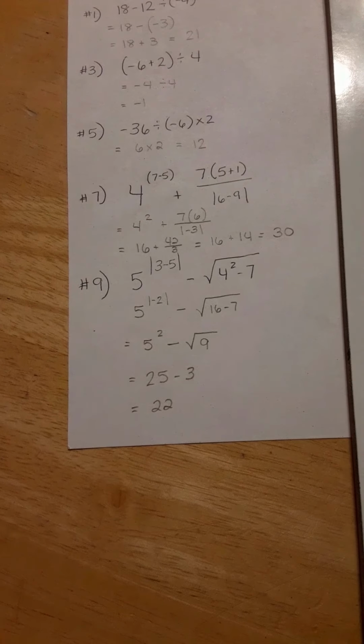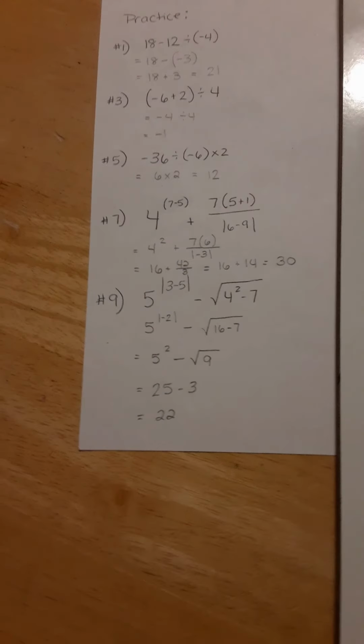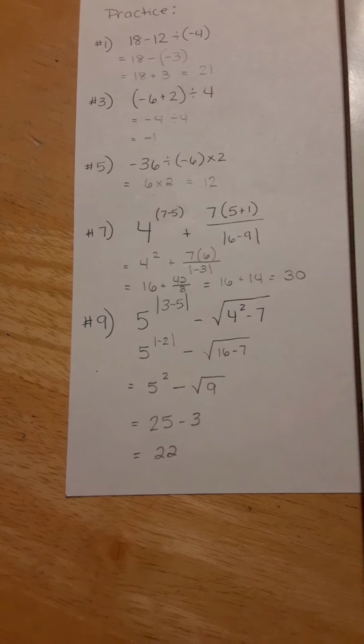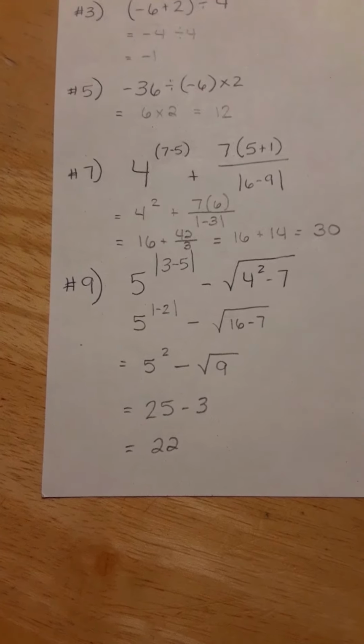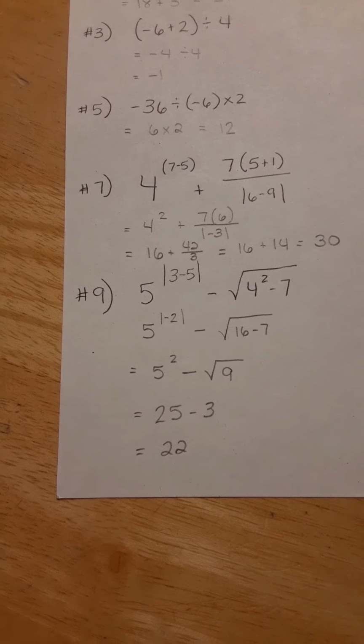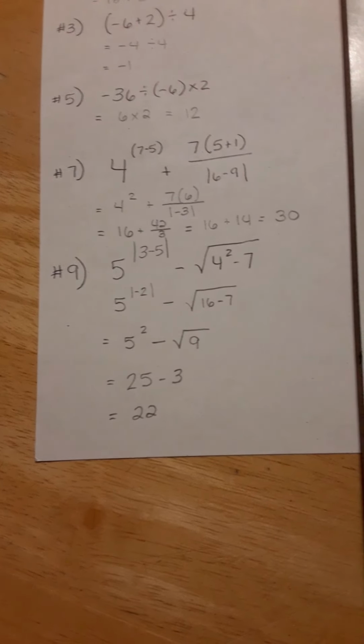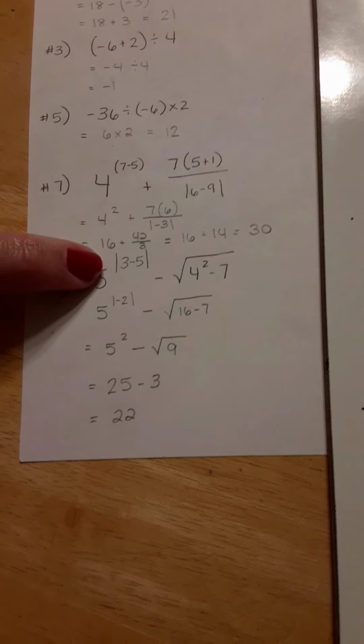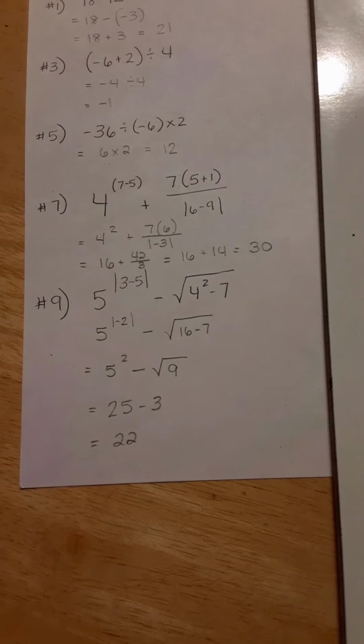So with these types of problems, there are multiple steps. But remember, if we follow the order of operations, we will have no problem as long as we do our arithmetic correctly. Okay, let's do number 9. Number 9 is a little bit more busy here. So first thing I have to do is my grouping. And I see two things of grouping here. I have an absolute value sign and I have square roots.